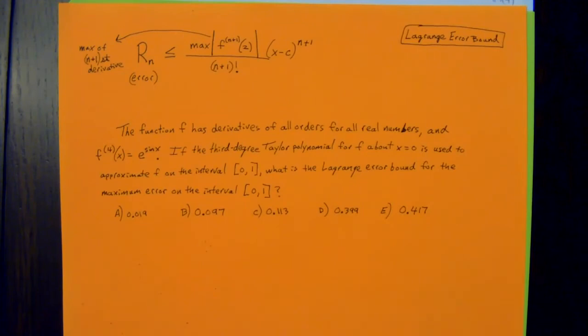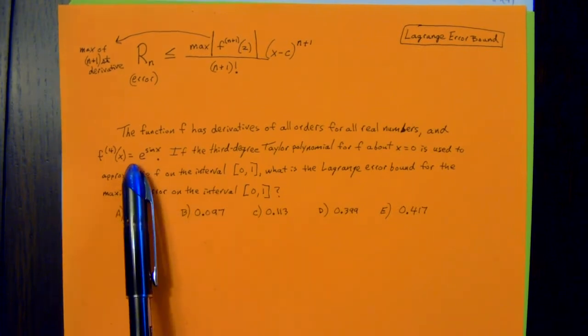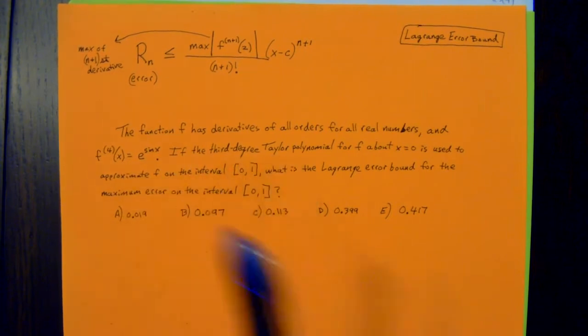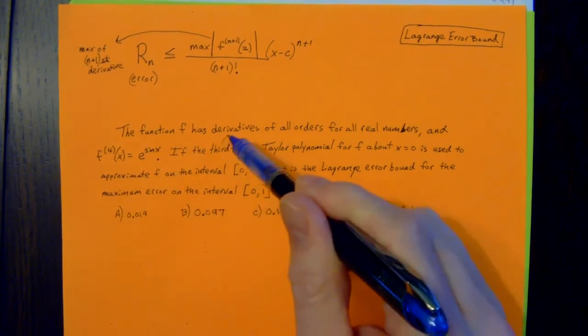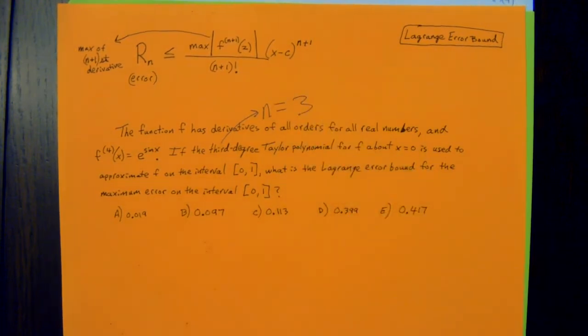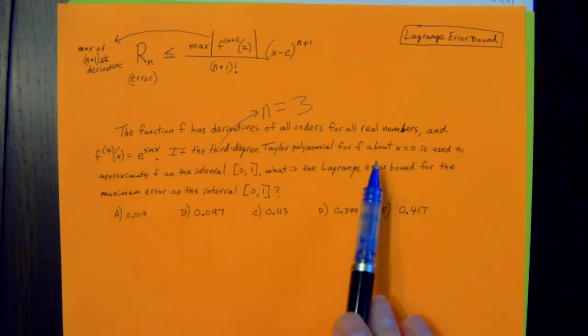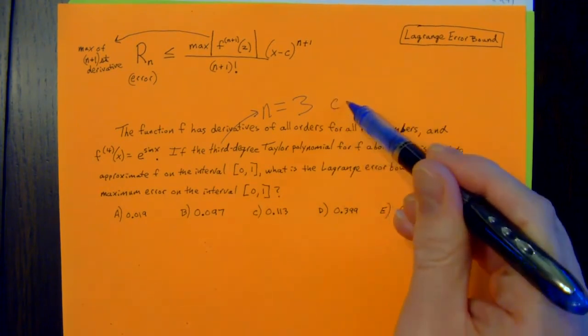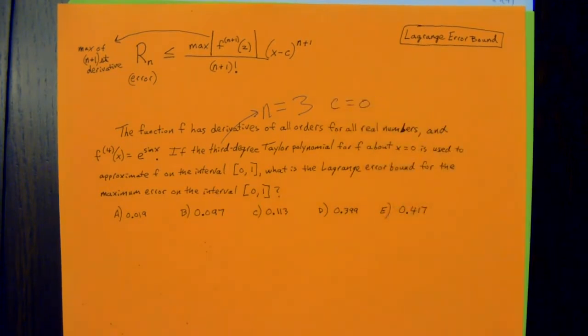I really had to dig deep to find this one problem. We'll do a couple in this video, and then if we see a couple more, we could practice that. Here they give us a fourth derivative, and they tell us third degree Taylor polynomial. So when I see third degree Taylor polynomial, that means that's my n. Now my n is equal to 3. And then it says about x equals 0, so my c value is going to be equal to 0.